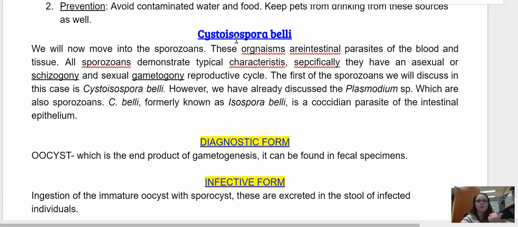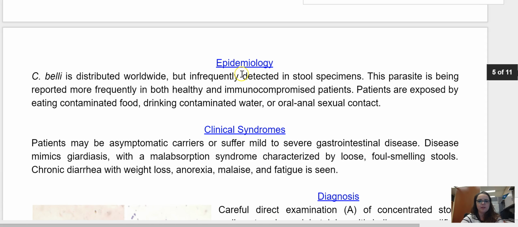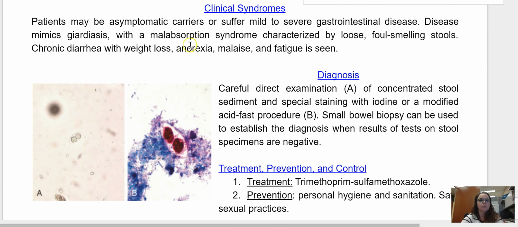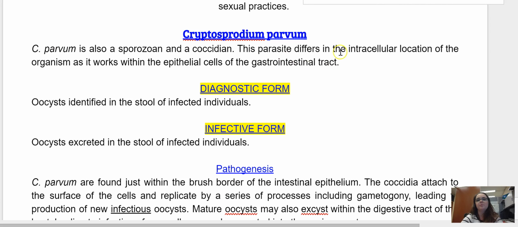Cystoisospora belli. It used to just be known as Isospora belli. Read through it. This is not one I'm all that concerned about. It does have worldwide distribution, and you can see, once again, it's one of those that causes a foul-smelling chronic diarrhea, weight loss, malaise, things like that. Here are your images.